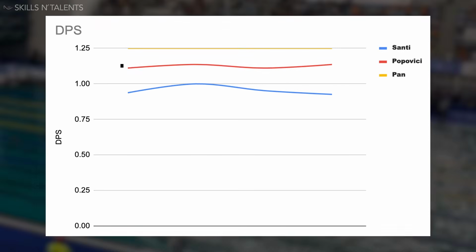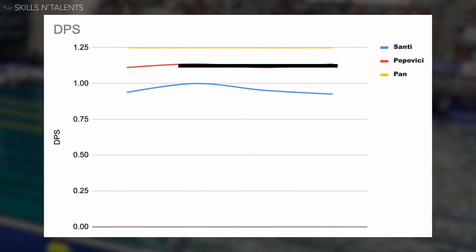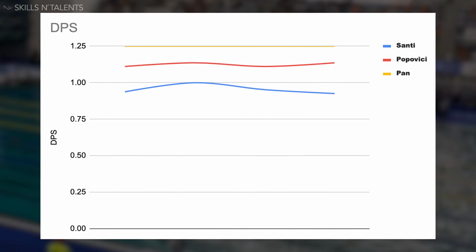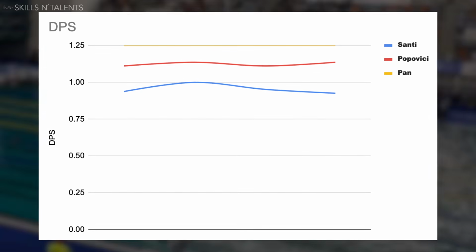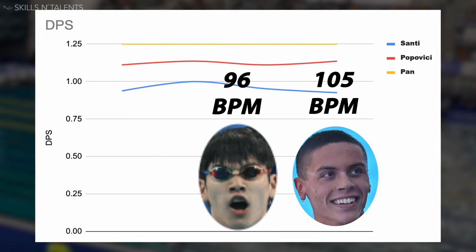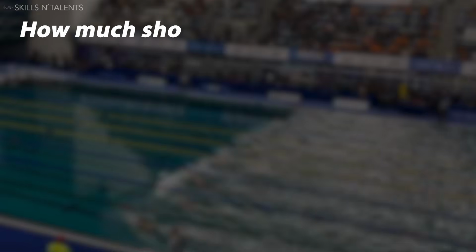Popovich moves 1.1 meters for every stroke, and Pan moves 1.25 meters consistently on every stroke. So Popovich has to move his arms a little faster to move as fast as Pan. What does that mean for people who are shorter?